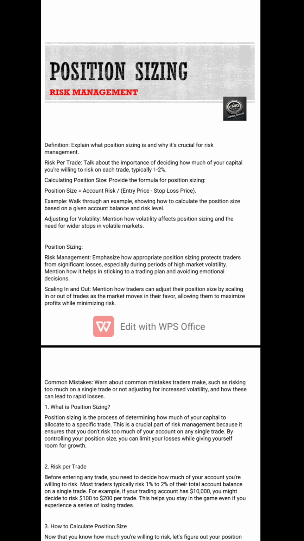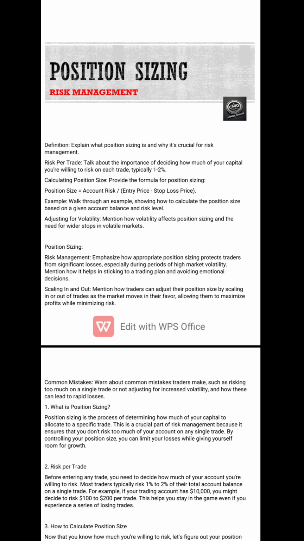I'm just going to explain what position sizing is and why it is crucial for risk management. Risk per trade: talk about the importance of deciding how much of your capital you are willing to risk on each trade, typically 1 to 2%. Calculating position size: provide the formula for that. The formula is account risk, how much you are willing to risk, over, in brackets, entry price minus stop loss price. Then the example walkthrough and all that.